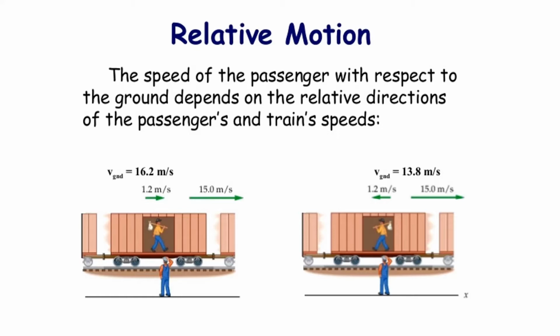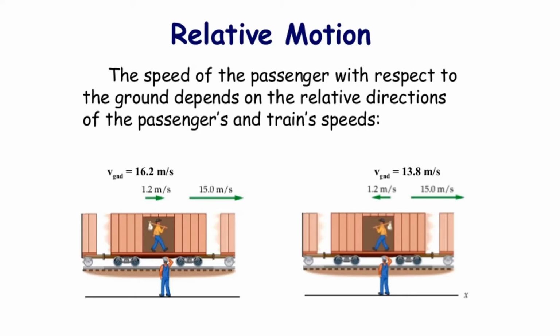Here's another example. It's similar to the demo, but a little different. As far as the hobo on the train is concerned, he's always moving at 1.2 meters per second, no matter what direction he's going in, whether he's going to the left or to the right. As far as the observer, the man standing by the side of the tracks, who sees the train moving at 15 meters per second to the right, the velocity of the hobo on the train is different, depending on whether the hobo is going right or left.